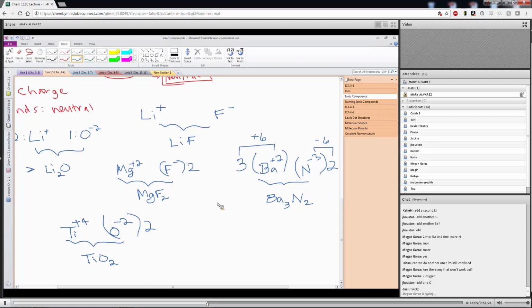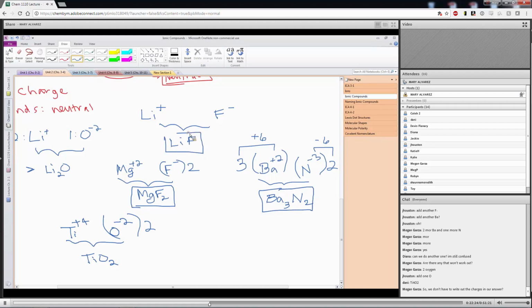Watch out, Danny. When we're looking at the formula of an ionic compound, I want you guys to all notice this. The formula of the ionic compound never directly says what the charge was on the ion itself. So the Li2O doesn't say that lithium was plus 1, and it doesn't say that oxygen was minus 2. That's right. The MgF2 doesn't say that magnesium was plus 2, and it doesn't say the fluorine is minus 1.